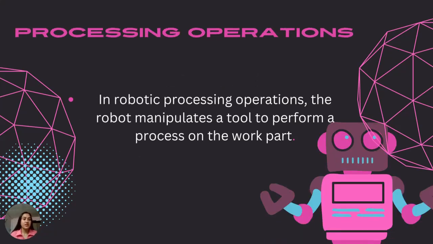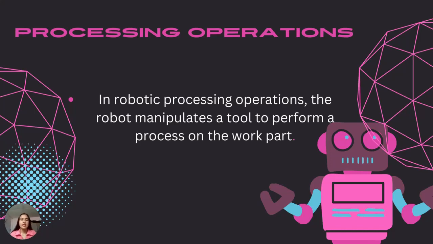And the second one is the processing operation. In robotic processing operations, the robot manipulates a tool to perform a process on the work part. Examples of such applications include spot welding, continuous arc welding, and spray painting. Spot welding of automobile bodies is one of the most common applications of industrial robots in the United States. The robot positions a spot welder against the automobile panels and frames to complete the assembly of the basic car body.